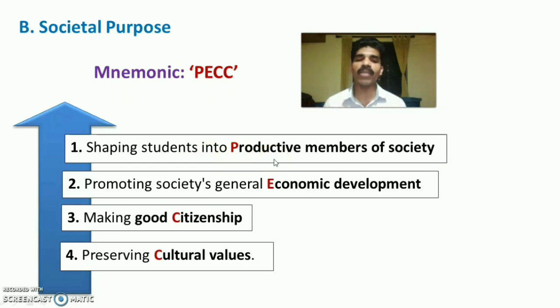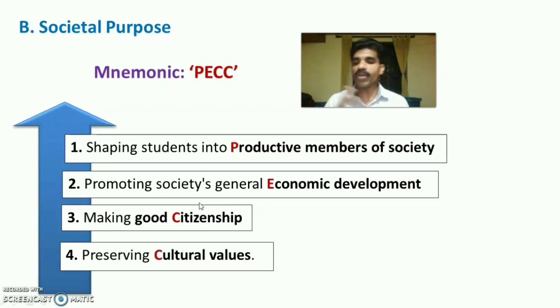So he may be the earning member of the society. Thus education shapes an individual or student as a productive member of the society. That is P. Then next E. E stands for economic development. Education promotes the society's general economic development. Each individual, after getting education, develops their own career or occupation, through which they may have income.